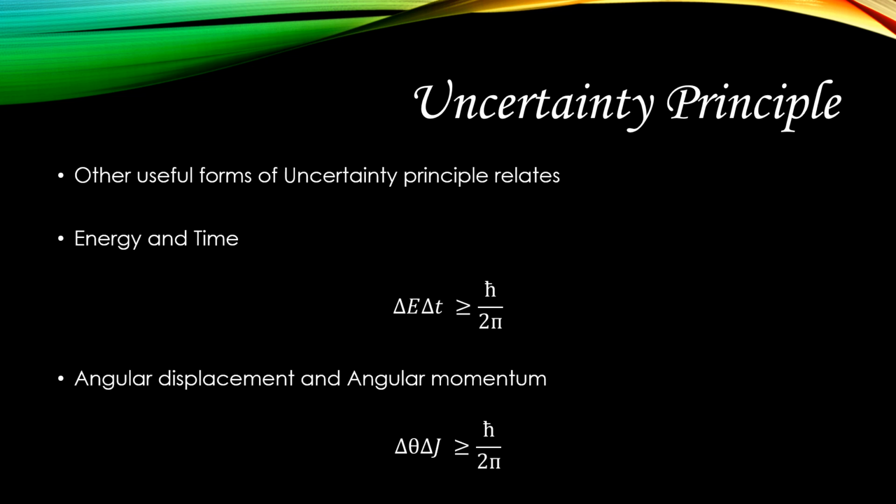Other useful forms of the uncertainty principle are: one, relating energy and time, delta E into delta t greater than or equal to h bar by 2 pi, where delta E and delta t are the uncertainties or errors in determining energy and time; and the other relating angular displacement and angular momentum, delta theta into delta j greater than or equal to h bar by 2 pi, where delta theta and delta j are the uncertainties or errors in determining angular displacement and angular momentum.